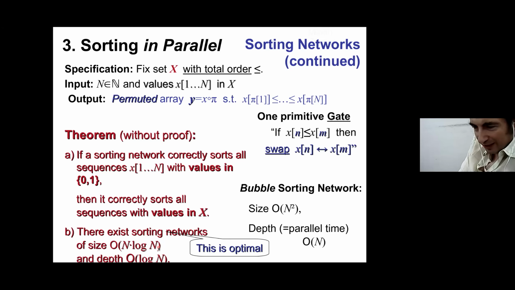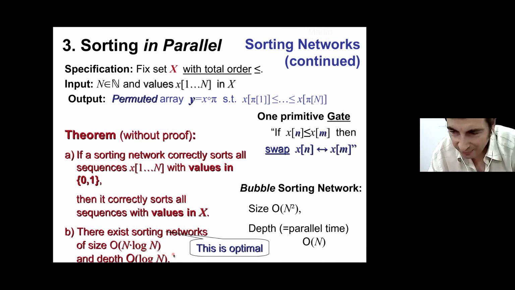So this part is known, and this part is also known to be optimal. You cannot have fewer than n times log n gates. But the interesting part, and unfortunately this is beyond the scope of our lecture to prove, is that you can actually arrange these n times log n gates in parallel into depth O(log n).